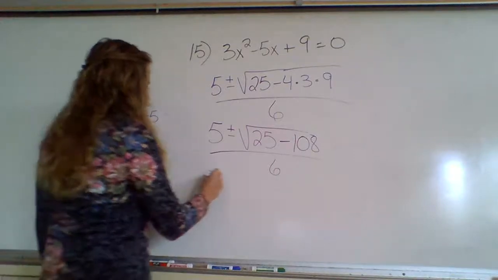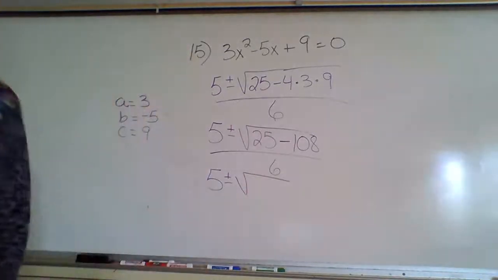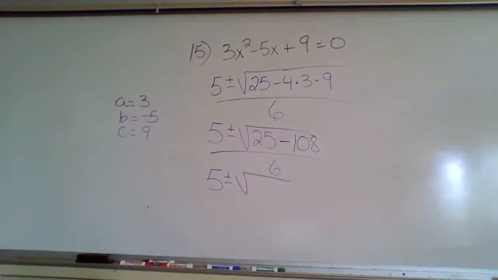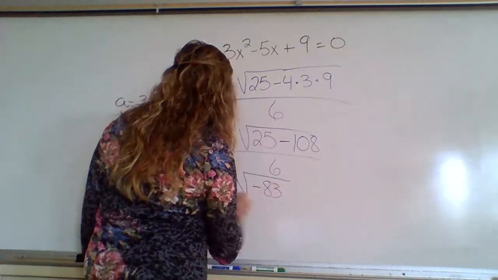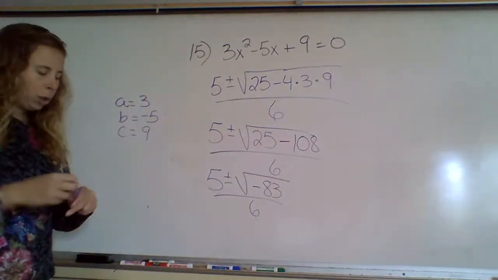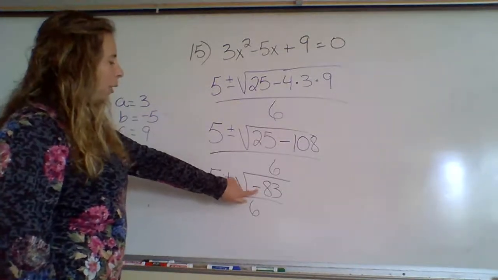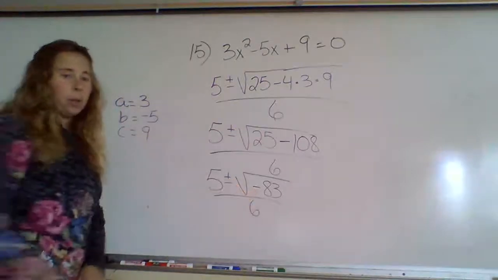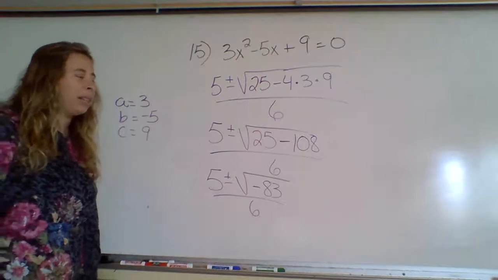We'll go one more step. So 5 plus or minus the square root of 25 minus 108, which is -83, all over 6. You could stop here. You already know: you cannot take the square root of a negative number and get a real number.